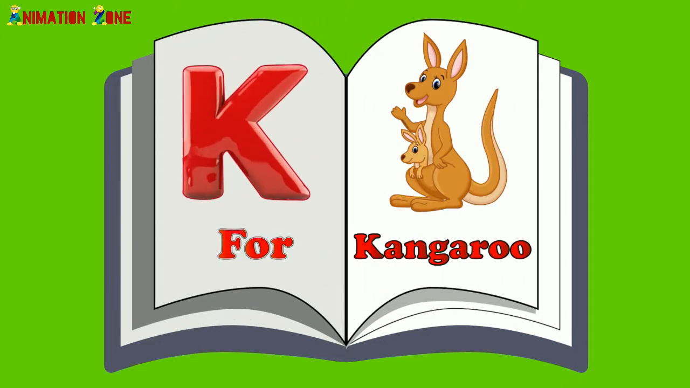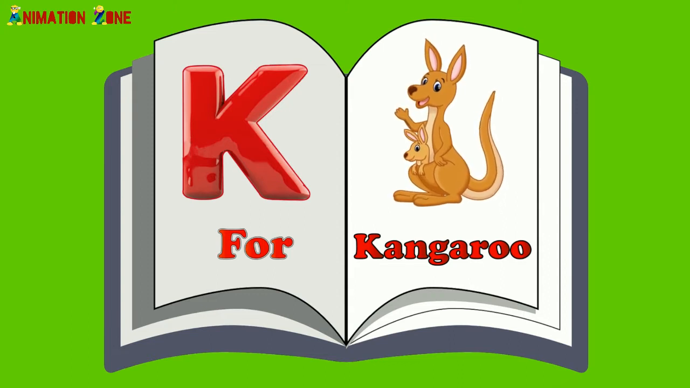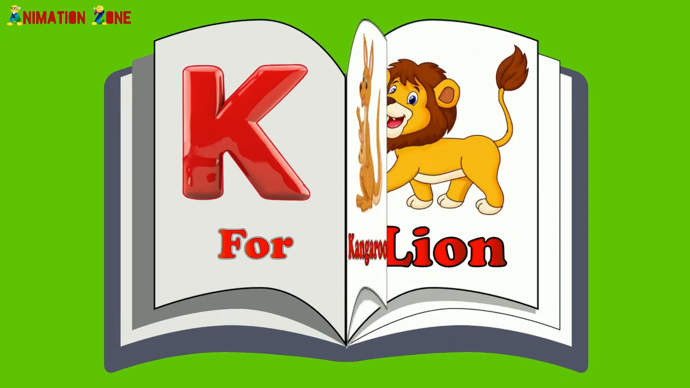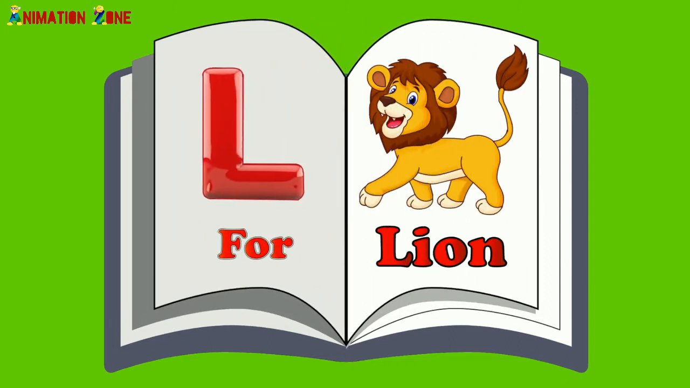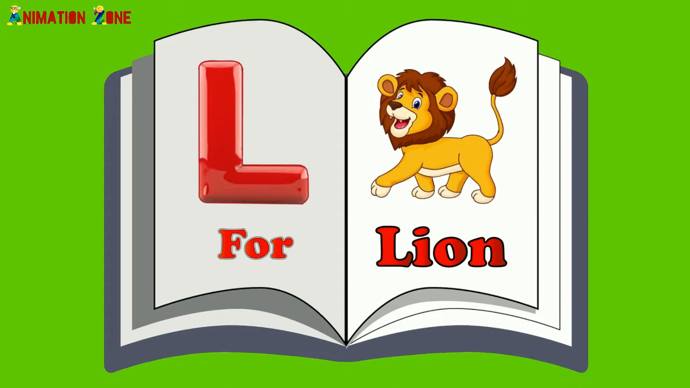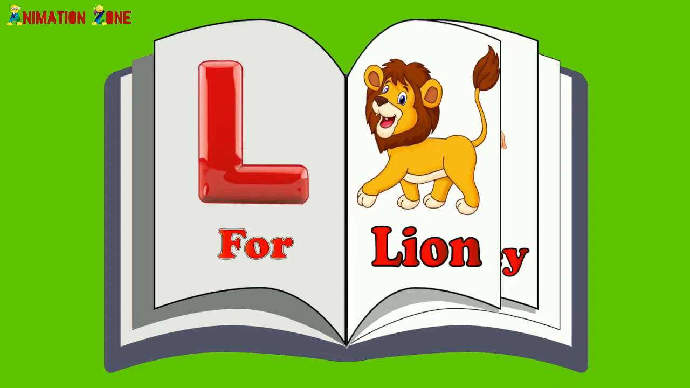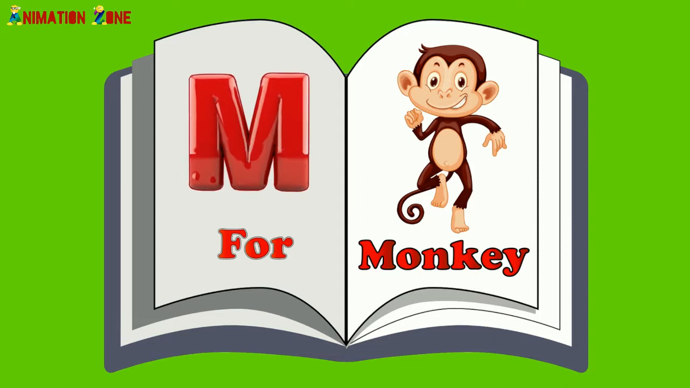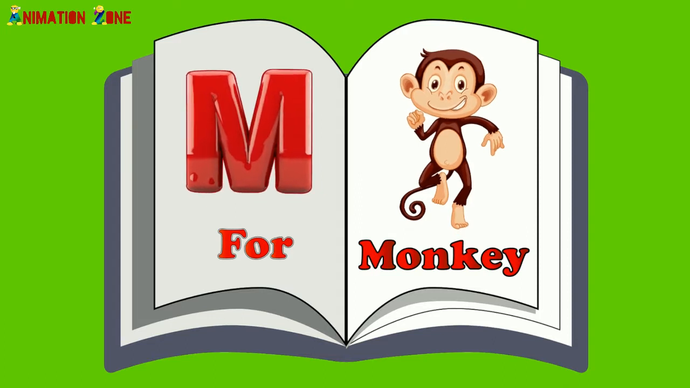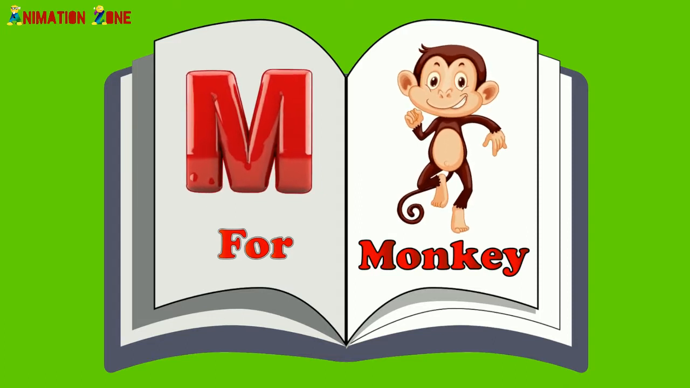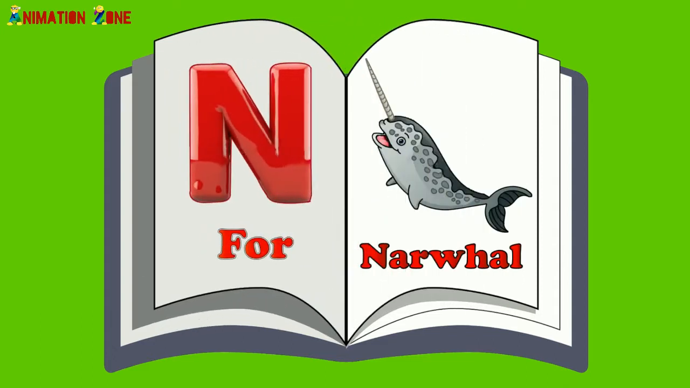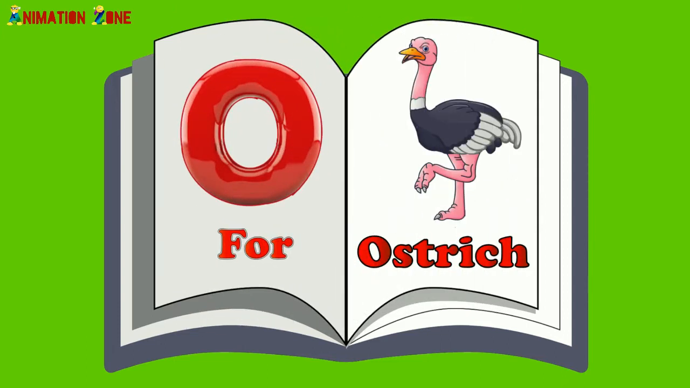K for kangaroo. L for lion. M for monkey. N for gnarl. O for ostrich.